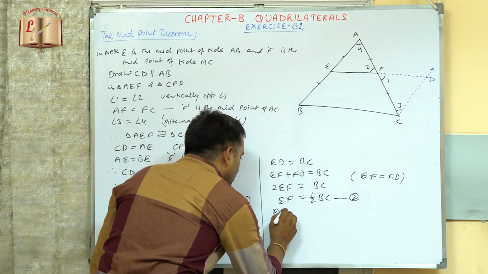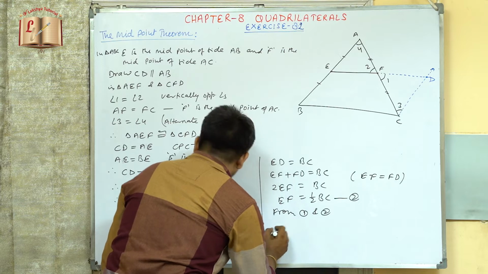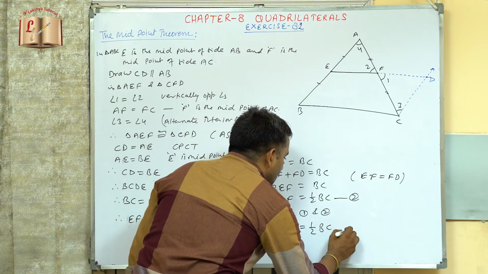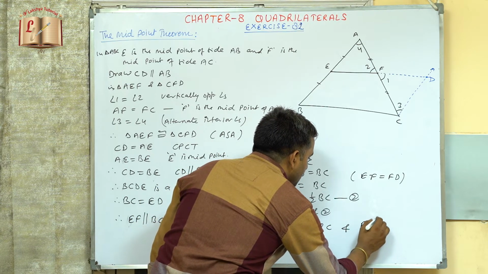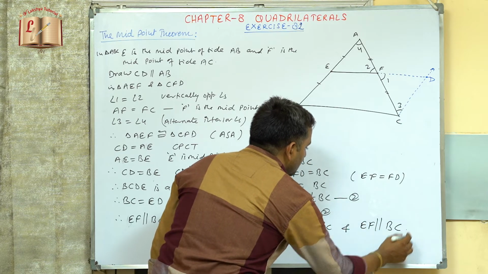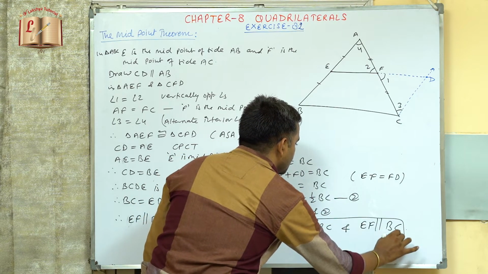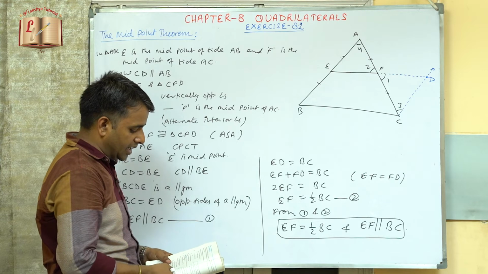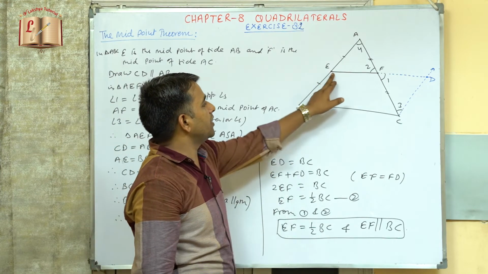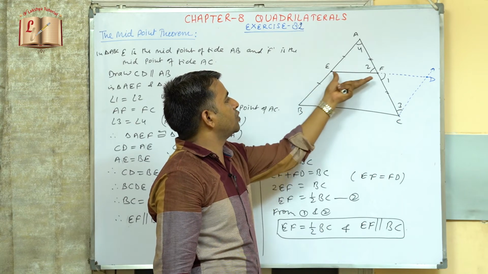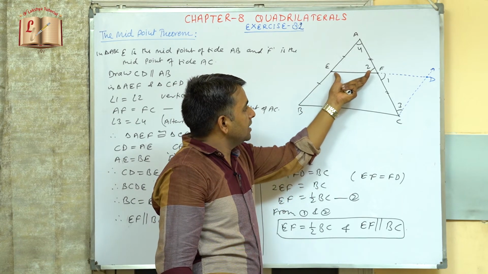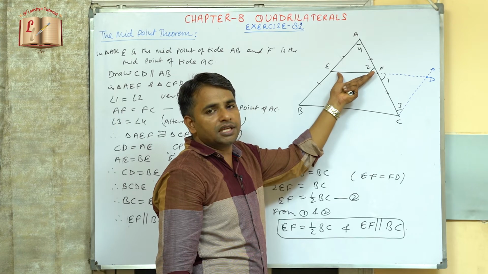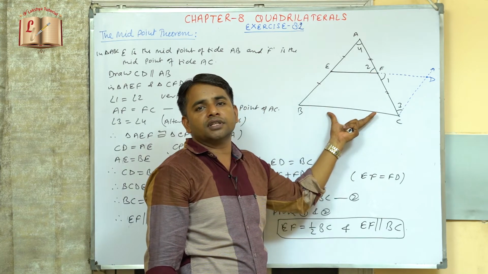So from 1 and 2 we got EF is equal to half of BC and EF is parallel to BC. So these are the results of this midpoint theorem. Now we'll come to the statement of what the midpoint theorem says. If a line segment joins the midpoints of two sides of a triangle, this line segment joining the midpoints, that is EF, will be parallel and half of the third side.